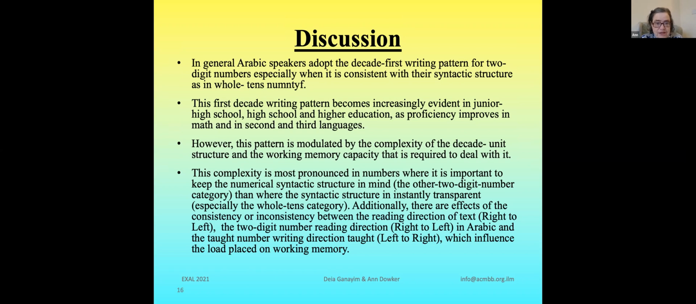And this complexity is most pronounced in numbers where it's important to keep the numerical syntactic structure in mind than when the syntactic structure is instantly transparent. There also appear to be effects of the consistency between the reading direction of text, right to left, the two-digit number reading direction, right to left, and the taught number writing direction, left to right, which appear to influence the load placed on working memory, though further studies would be needed on how working memory is indeed affected by these.